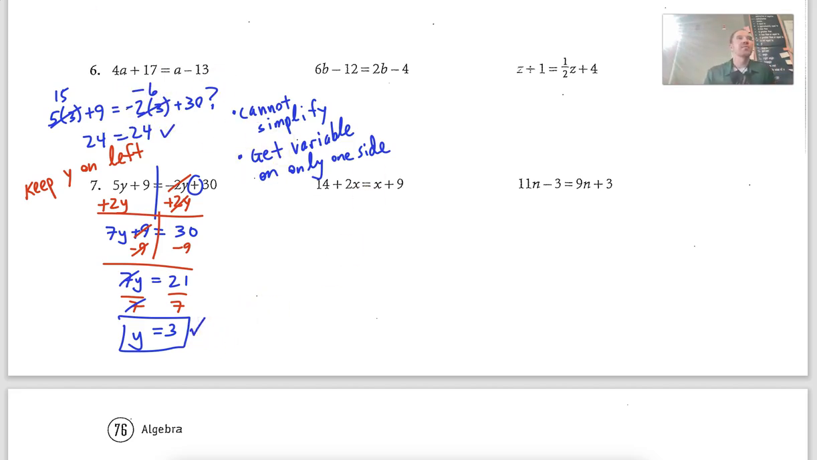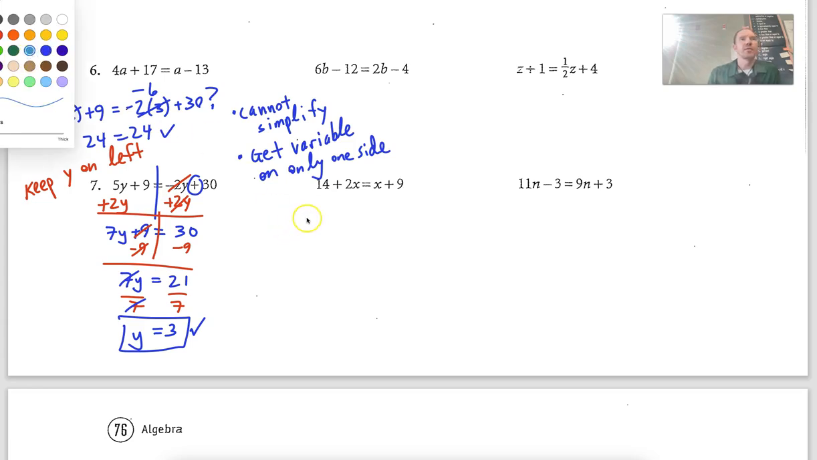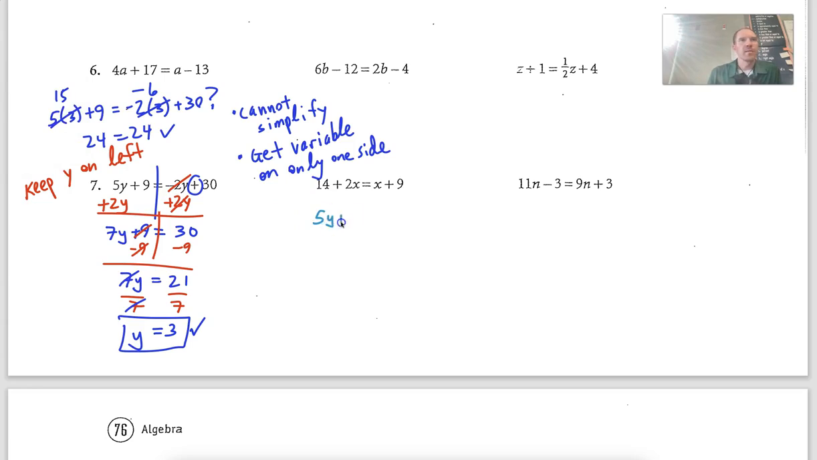But now what I'm going to do is the exact same problem, but I'm going to keep y on the right side. And I want to show you that we're still going to get 3 as our value. It's just going to say 3 equals y instead of y equals 3. So let me rewrite the equation here. It was 5y plus 9 equals negative 2y plus 30.